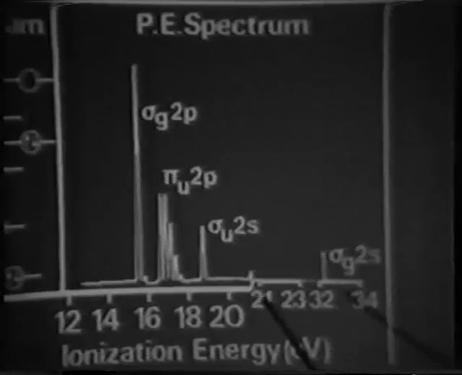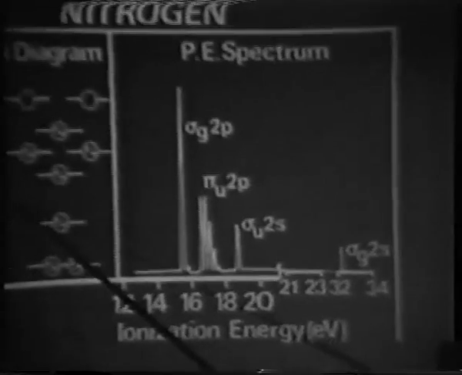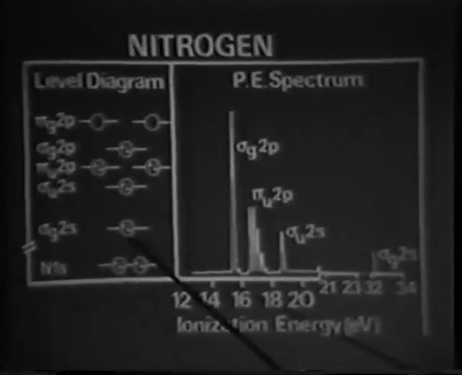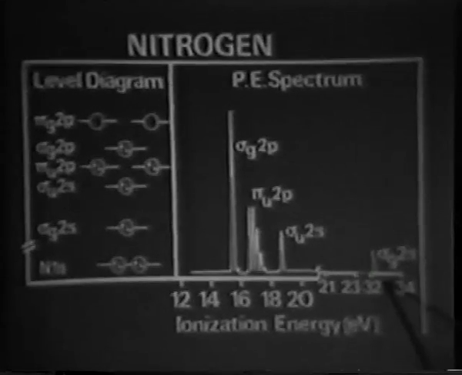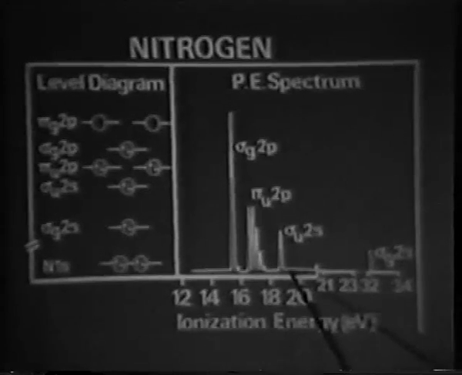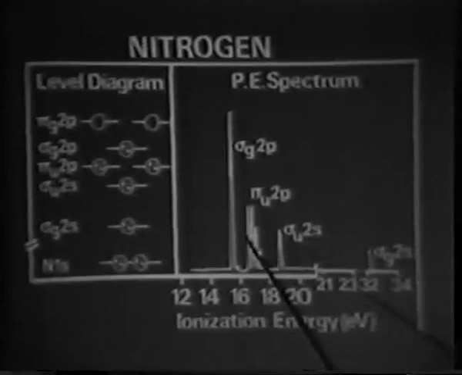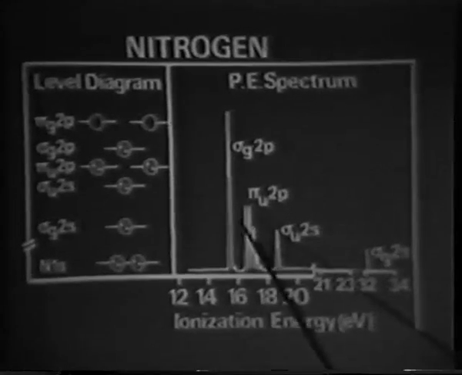Well, this is what you actually get. It's on the right-hand side. And here, this one referred to as sigma g 2s, most tightly bound, is here, binding at about 32 electron volts. Here's the sigma u 2s, the next one. Here's the doubly degenerate one here. And here's the top occupied one.